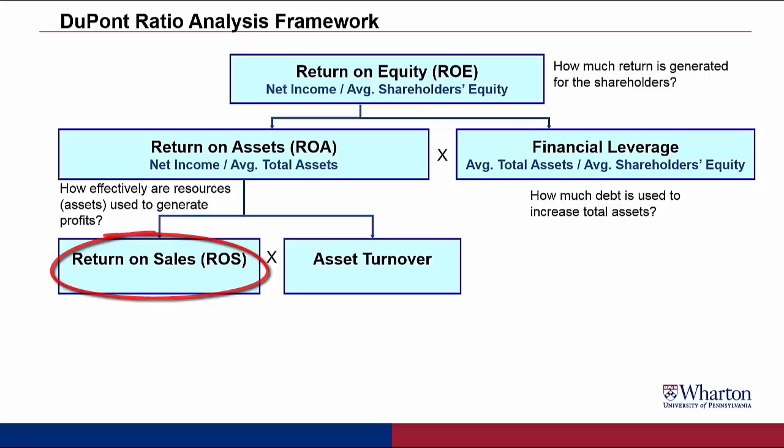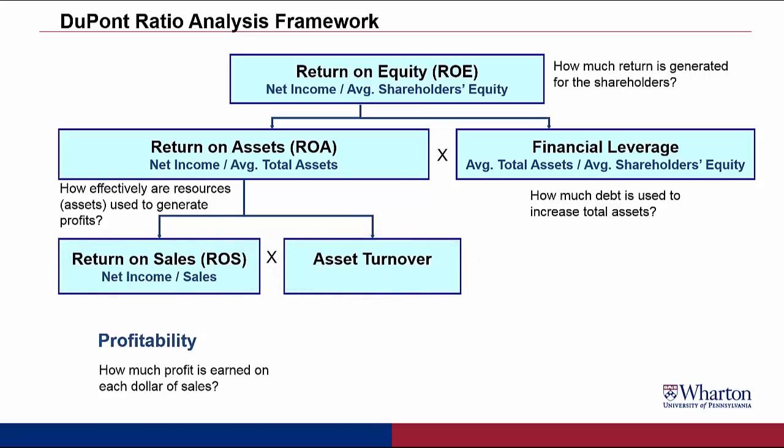There's return on sales, or ROS, and asset turnover. Return on sales is a measure of profitability. It's defined as net income over sales. It answers the question of how much profit the company earns on each dollar of sales.